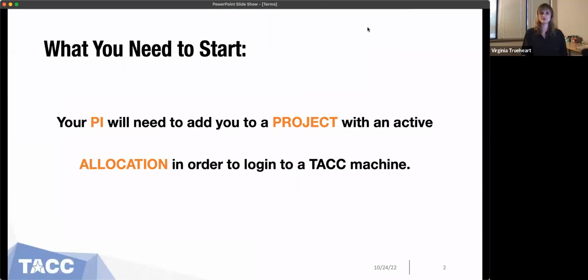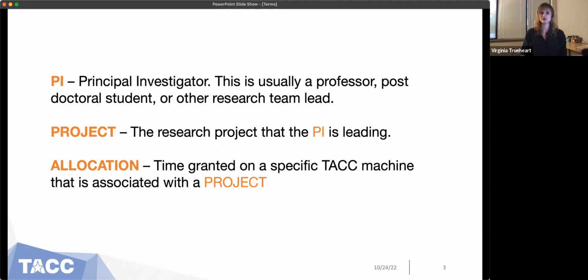When you get started, your PI will need to add you to a project with an active allocation in order to log into a TAC machine. So if you've started working at TAC and you created an account in the portal, but you are unable to log into a machine, that's likely because you're not on an active allocation.